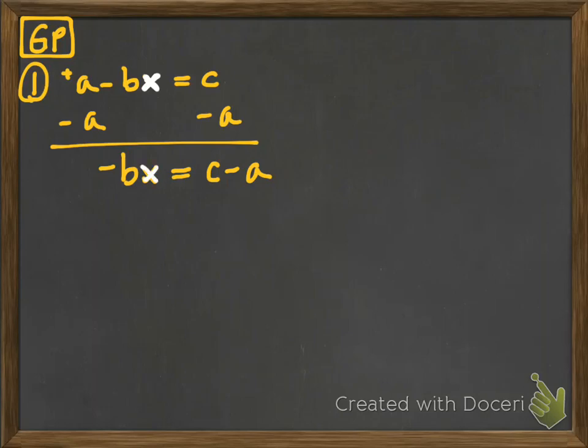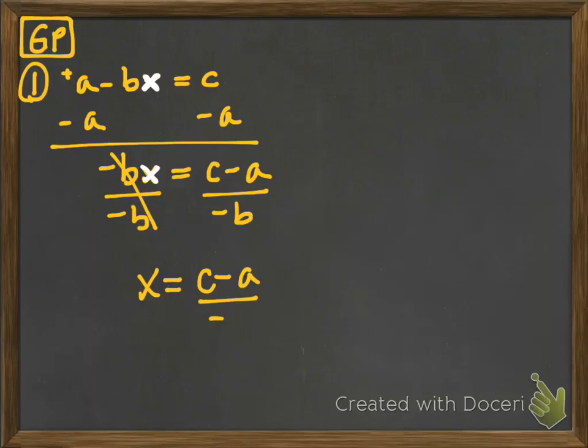All right, and now I'm going to go back and make my x white again. That's the color I'm using up here to remind myself of what I want to isolate, right? So if I want to isolate it, what am I going to do? Divide by negative B. Perfect. This will be x equals, and I get x equals C minus A over negative B.